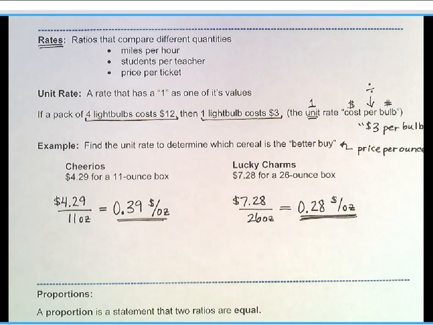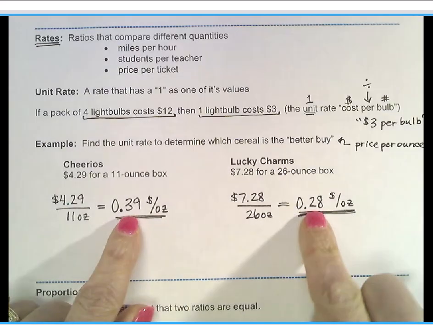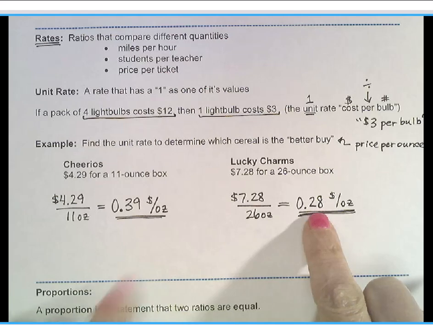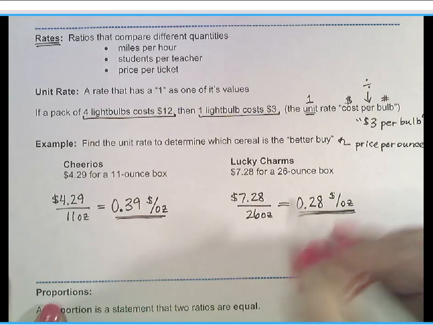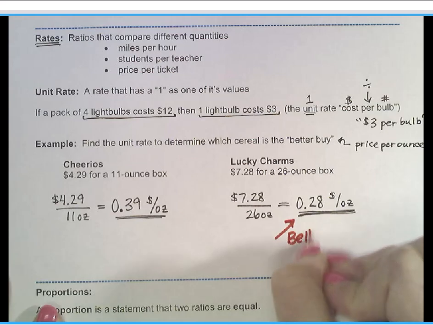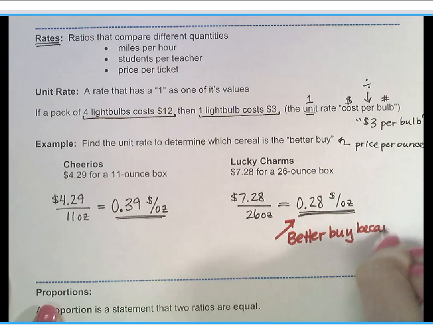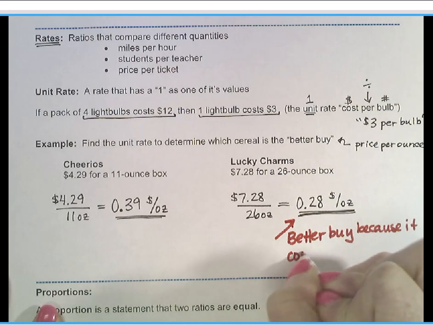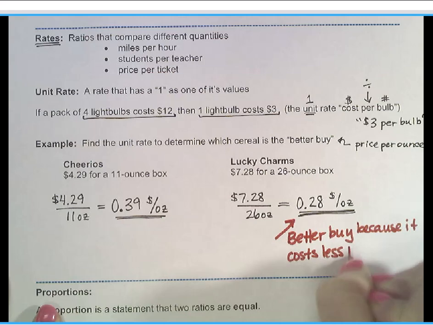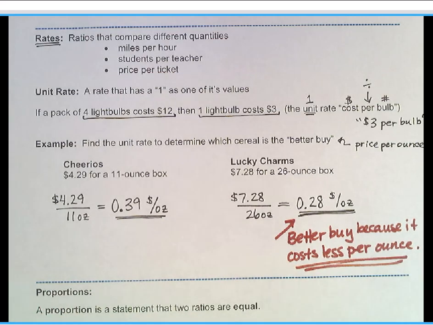So then the question is, which one is the better buy? Well, which one is cheaper per ounce? Lucky Charms is considerably cheaper per ounce, 28 cents versus 39 cents. So this one, Lucky Charms, is the better buy because it costs less per ounce. That is how you would justify it. It costs less per ounce. It's less dollars per ounce for Lucky Charms than it is Cheerios for those two particular boxes.